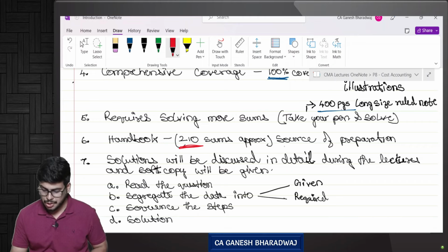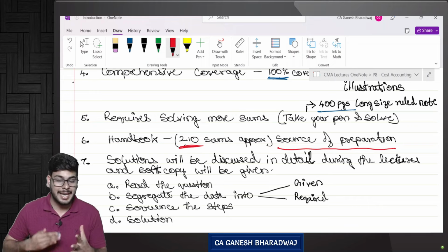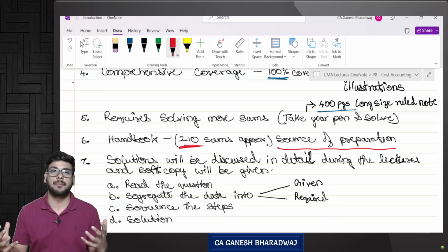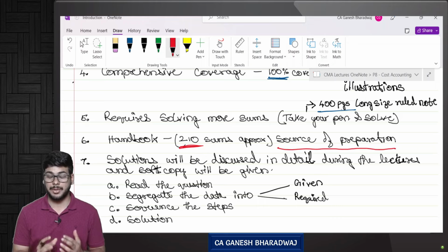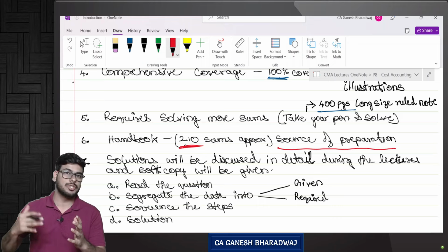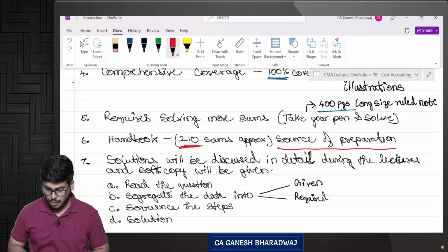And this should be your source of preparation, because in the classroom, I will be explaining how they have arrived at the solution, what approach you need to follow, and certain other strategies from an examination perspective. So all the thinking process that goes behind the solution will be given in the classroom. That is where the main value addition comes in.